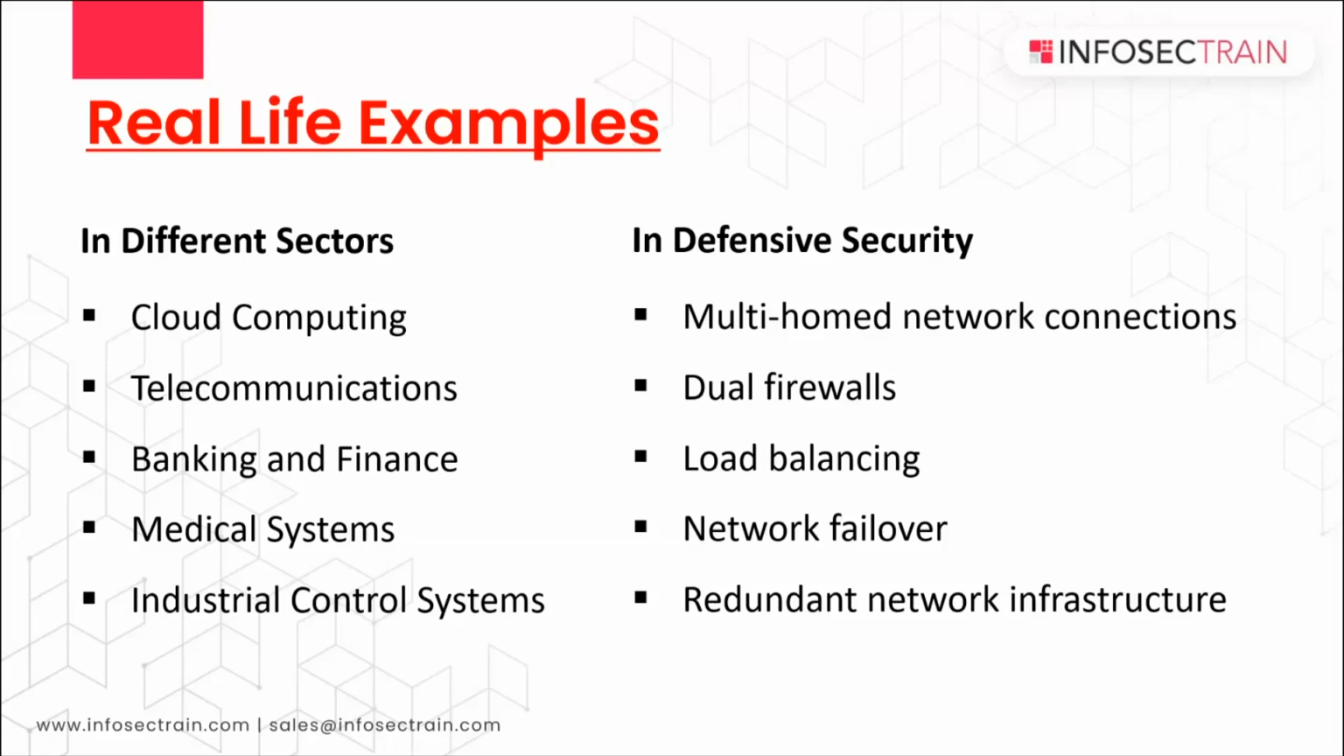So availability is very much important. And for applying availability in our system, we are doing this. That is why you will find that the CIA triad is very much important, and most of the companies are implementing it.